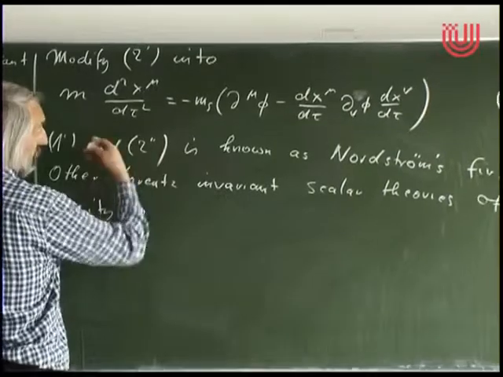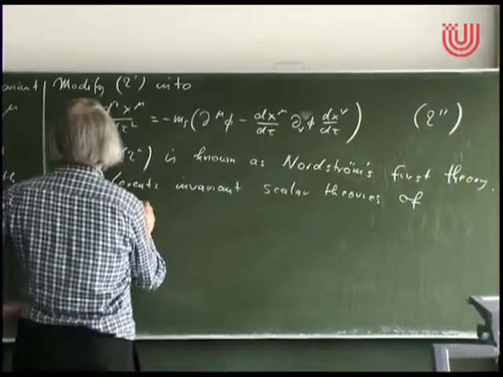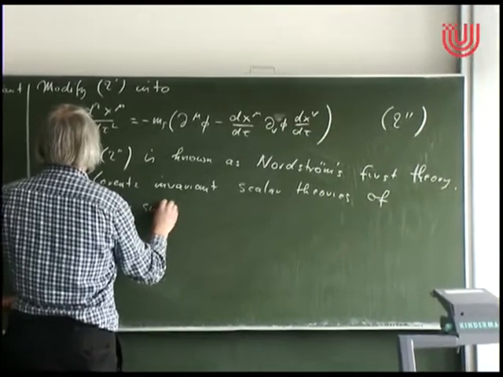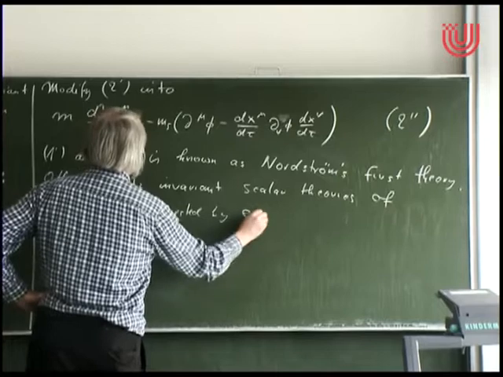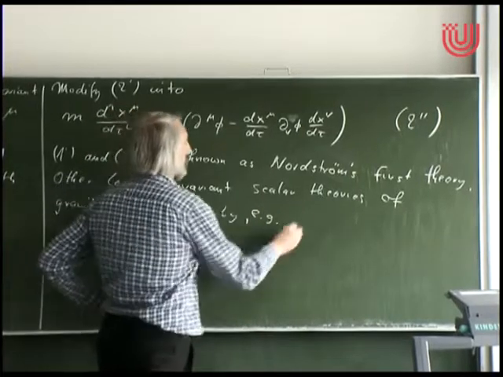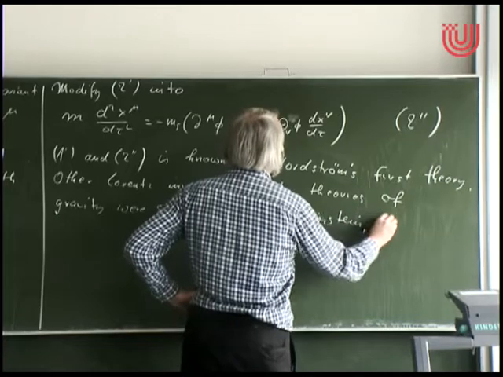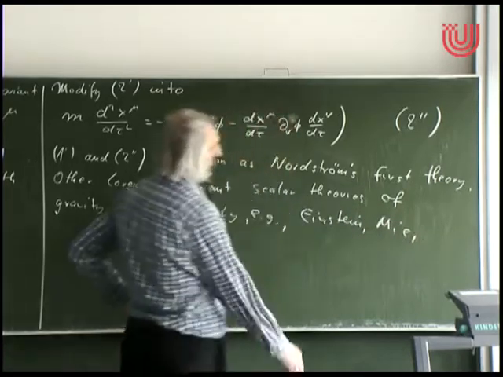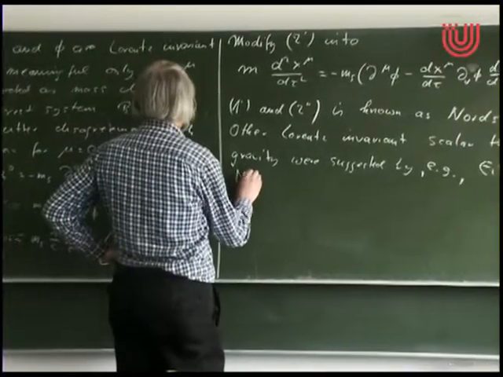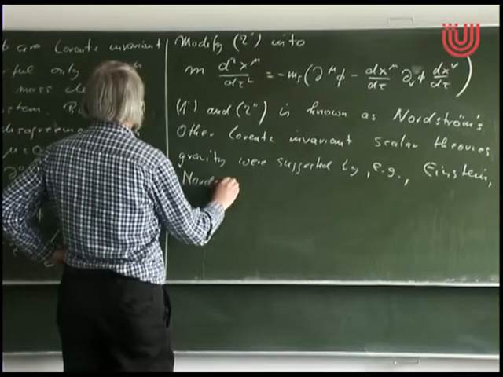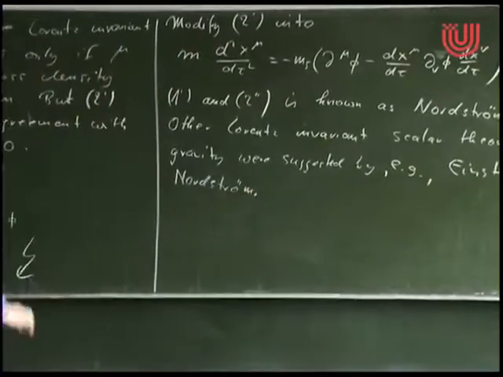So there's this one by Nordström, and then there were other ones suggested by, for instance, the list is not complete, for instance, Einstein, Gustav Mie in Freiburg developed a theory of this sort, and Nordström developed several versions, not only the one I've mentioned here. And all of them failed.